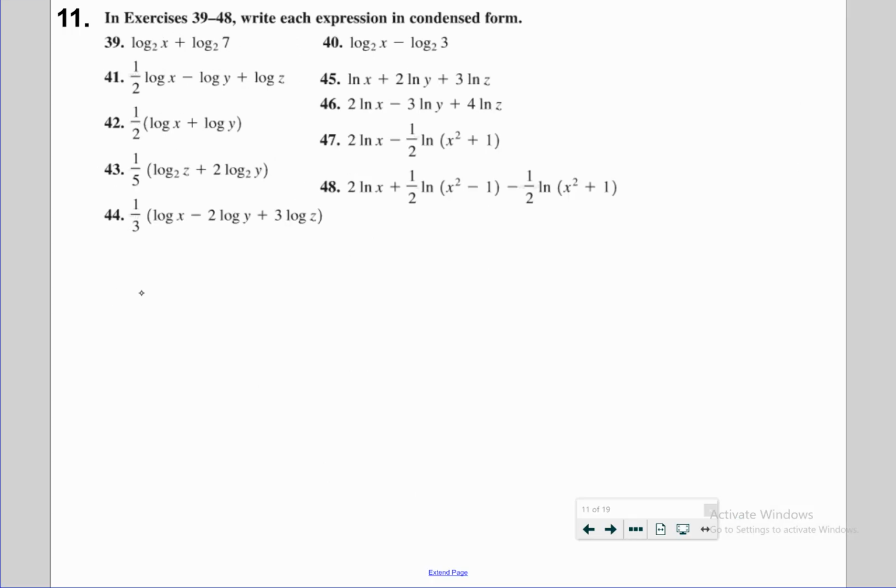A number. That looks good. 48. Let's do it.